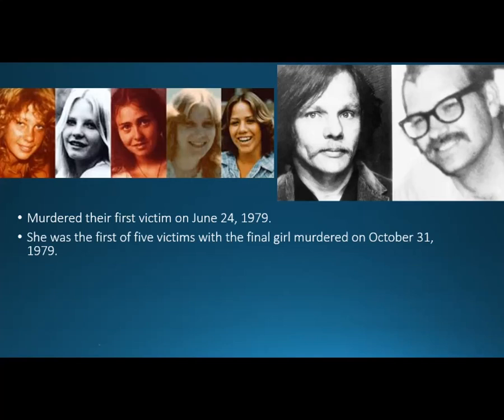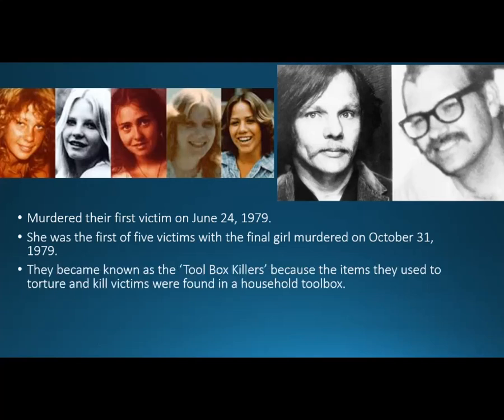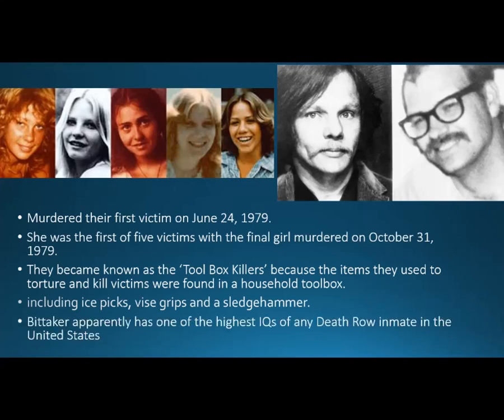And with the final girl murdered on October 31st, they became known as the Toolbox Killers because the items they used to torture and kill victims were found in the household toolbox, including ice picks, vice grips, and a sledgehammer. Bittaker was apparently high IQ, but the torture got worse because by the time they got to the 5th one, she had so many injuries. They were beating her chest, using a pickaxe on her arm, breaking her arm. They put a vice grip on her. Anyway, you can read it. It's really quite horrible. I don't really want to talk any more about it, but the torture got worse and worse on these poor innocent girls.